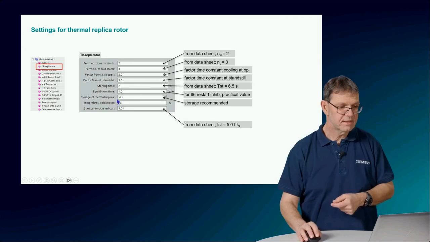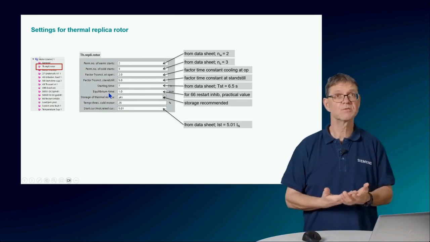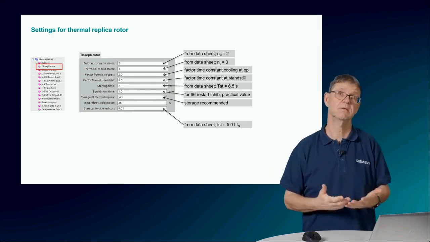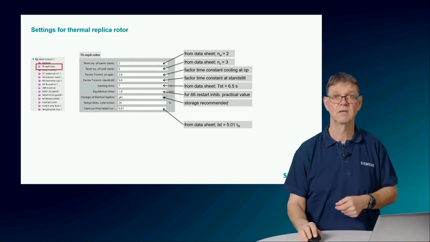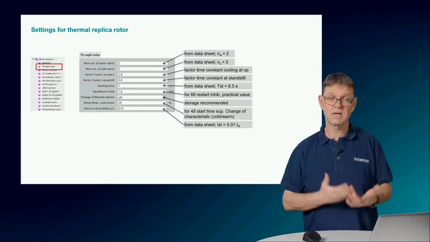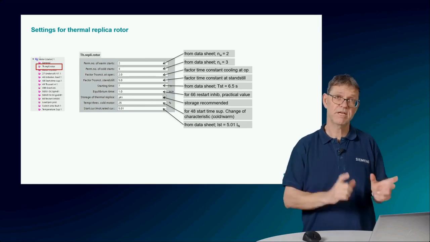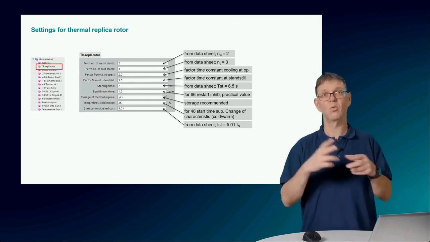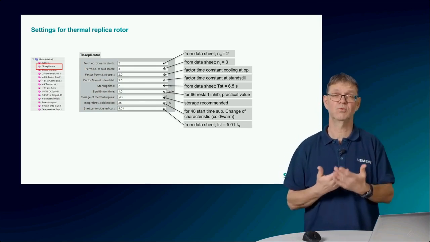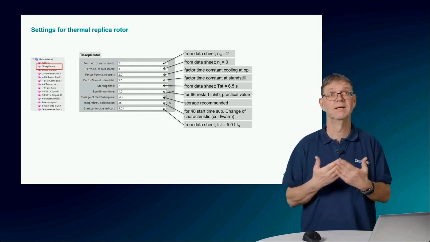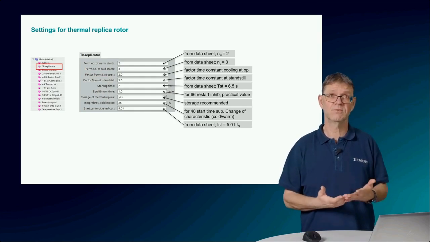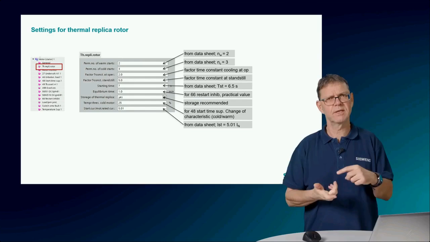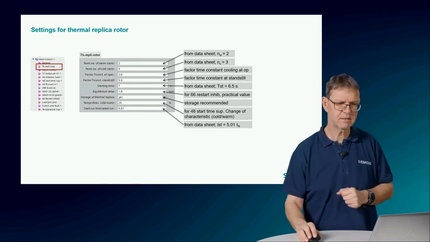Okay, then we have a setting, the equilibrium time. This is for the restart inhibit function. This comes next. I will explain it a little better with a diagram. And finally, for the starting time supervision, we have the temperature threshold to switch between a cold and a warm motor. So also for this function we have two curves, which we normally also get on the data sheet of the motor manufacturer, as we saw at the beginning. To switch over between the one and the other characteristic, we have this setting.